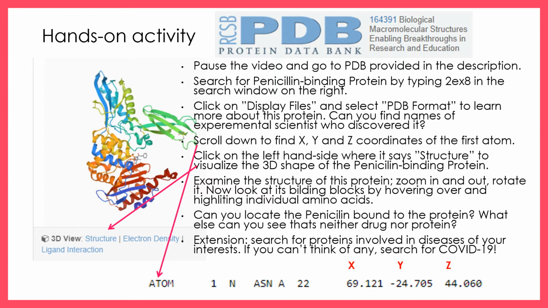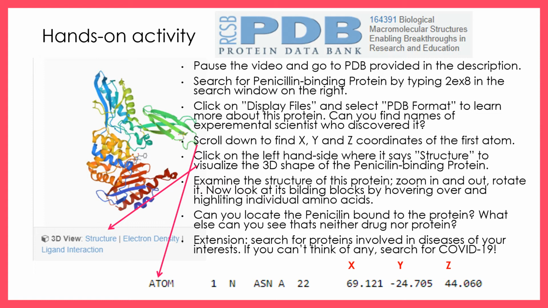Pause the video and go to the link of PDB provided in the description of this video. Search for penicillin binding protein by typing 2EX8 in the search window on the right. Click on Display Files and select PDB format to learn more about this protein. Can you find names of experimental scientists who discovered it? Scroll down to find X, Y, and Z coordinates of the first atom.